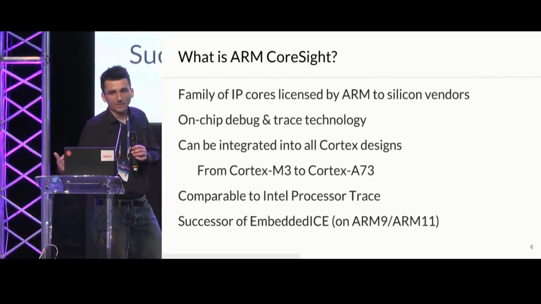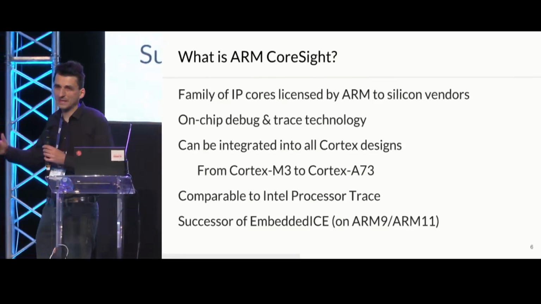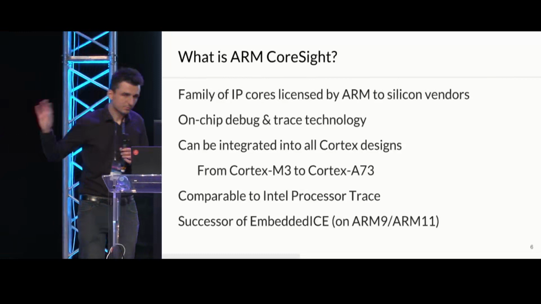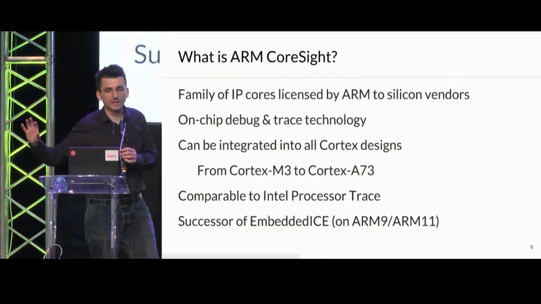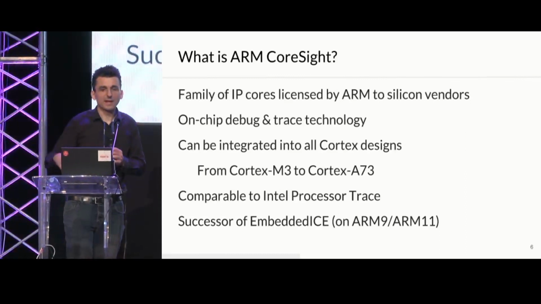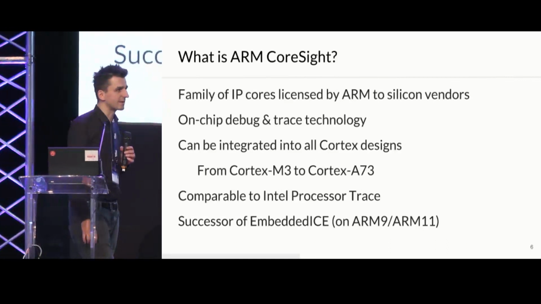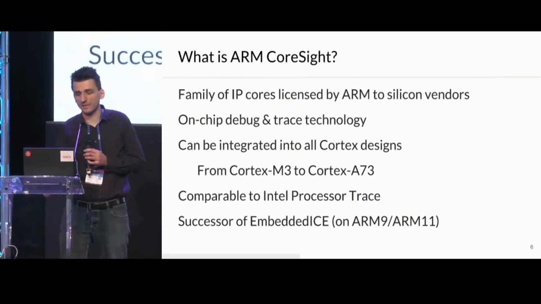It can be integrated in all of the Cortex designs except the M0, so from the M3 to the A73, all of these are compatible with various CoreSight blocks, and it's comparable to Intel's Processor Trace. It's a successor of EmbeddedICE, which was the standard on previous ARM generations, on ARMv6.